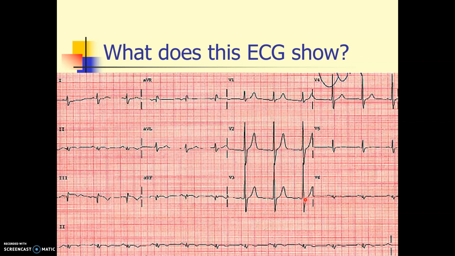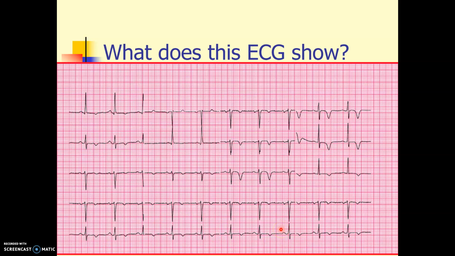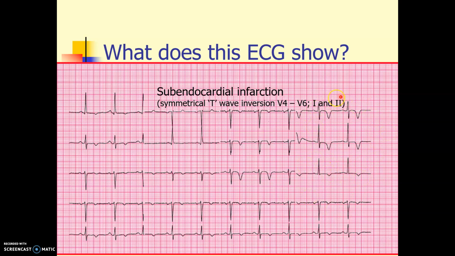What about this ECG? Actually, it shows hyperacute T waves seen in V2, V3, and this is sometimes seen in very early changes of coronary ischemia, and of course in other things such as hyperkalemia. And finally, this one. This is the symmetrical T wave inversion we talked about that you can see in subendocardial infarction.